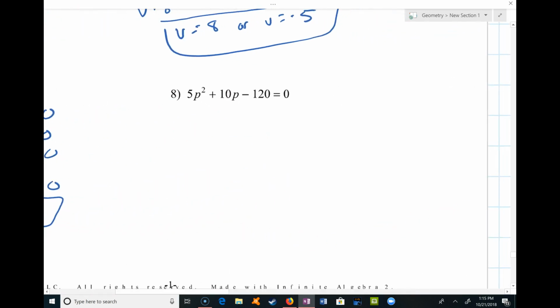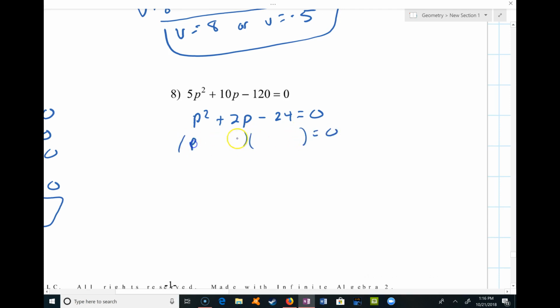Okay, moving over here. It looks like I can divide everything by 5. So I'll do that. That'd be p squared plus 2p minus, let's see, 24 is equal to 0. Yeah, 5 times 20 is 100, 5 times 40. Yep, okay. So then we're going to go ahead and try to factor this guy.